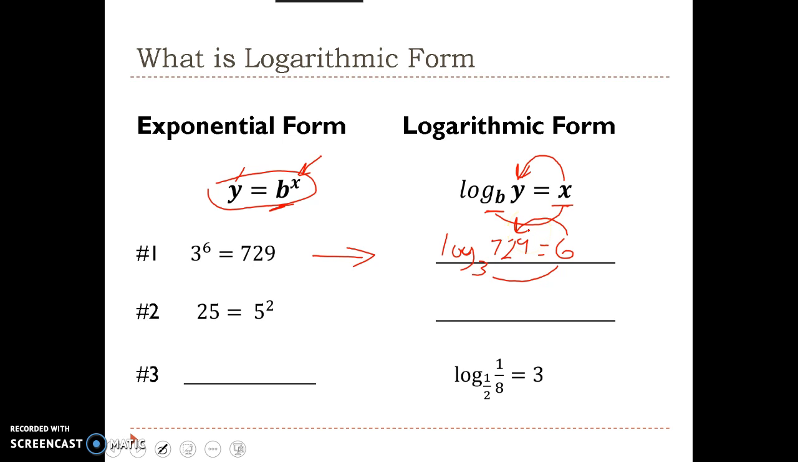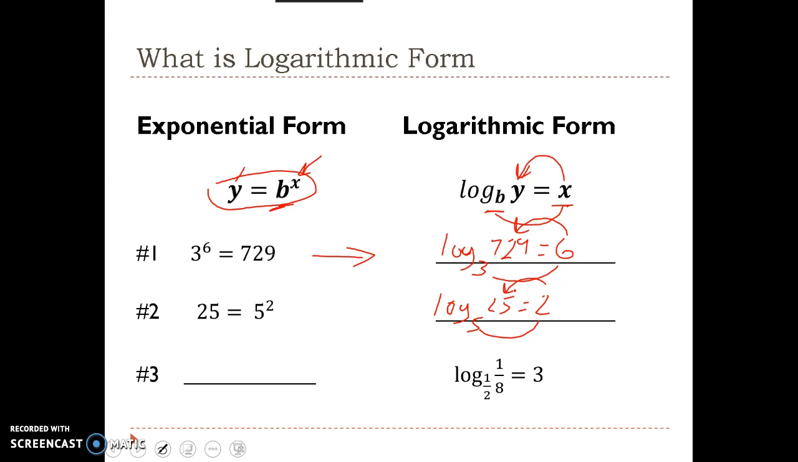We know that 25 is the same thing as 5 squared. So if I were to write this in logarithmic form, we would have the log, the base is 5, of 25 equals 2. And that's how we would say that. The log base 5 of 25 is equal to 2 because 5 squared is 25.